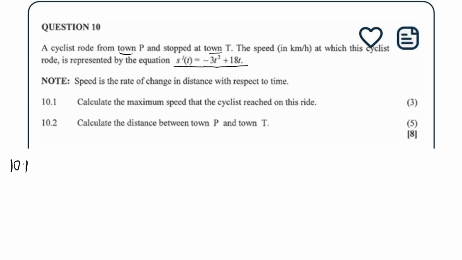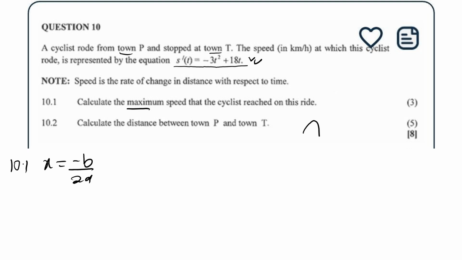10.1. Calculate the maximum speed that the cyclist reaches on this ride. Now remember the word maximum on a parabola, right? Remember, this is in parabola form. The word maximum in a parabola means the turning point, right? Therefore, to find the x value of the turning point of a parabola, we can say x is equal to negative b over 2a, right?